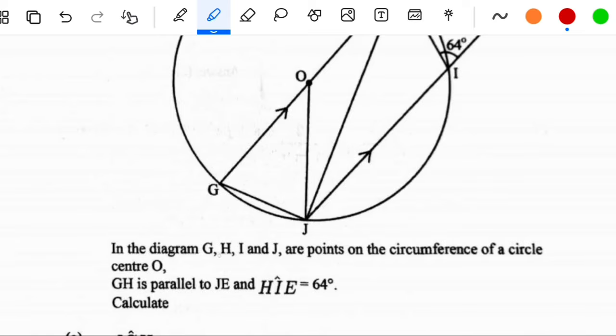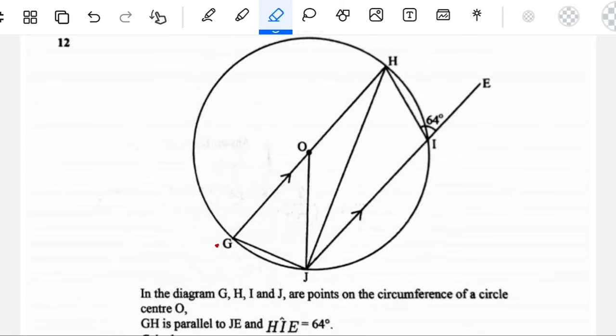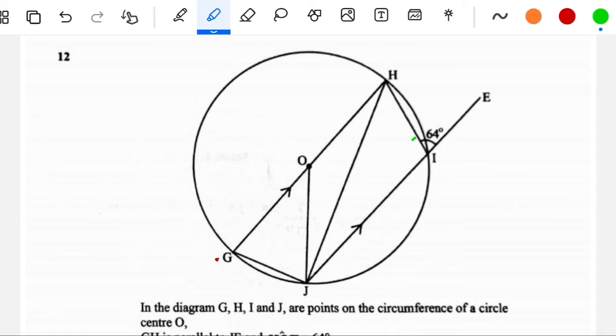Number 12. In the diagram, G, H, I, J are points on the circumference of a circle, center O. GH is parallel to JE, angle HIE is 64. What I'm writing here is labeled there. Let's fill in the angles that we know. Here is going to give us 180 minus 64, which is 116. This one and this one are opposite angles of a cyclic quadrilateral, so this is going to be 64, because this one and this one must add up to 180. Then knowing that one, I also know this one here, which is 90 degrees.